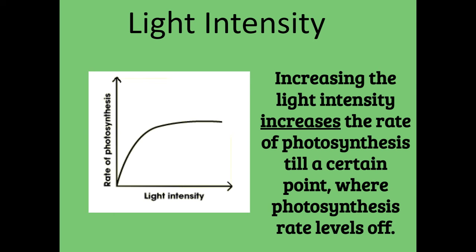The last two factors that are going to influence photosynthesis rate will be then light intensity. So here on the graph, as you increase light intensity, it actually only increases to a certain point, and then photosynthesis actually then levels off.